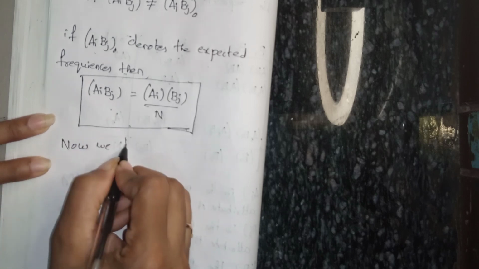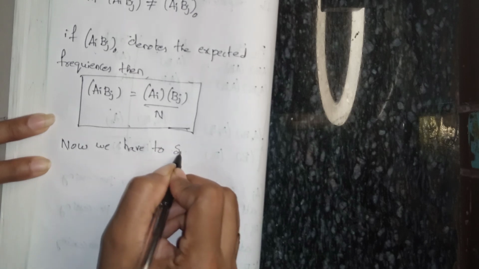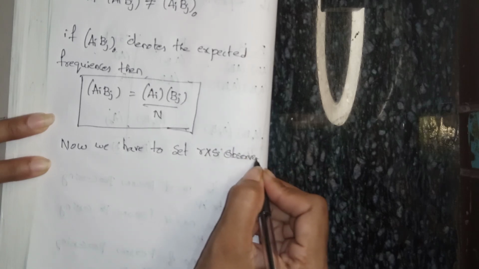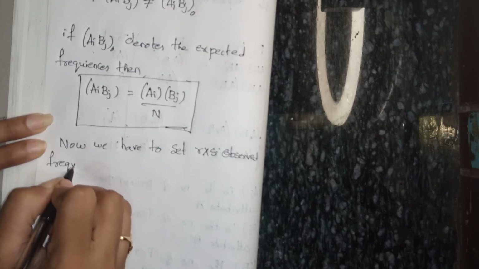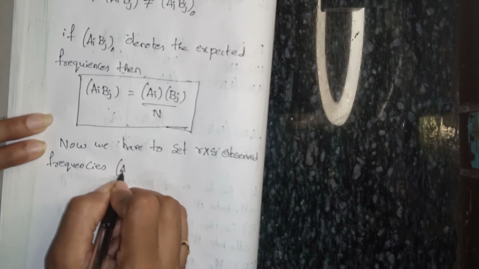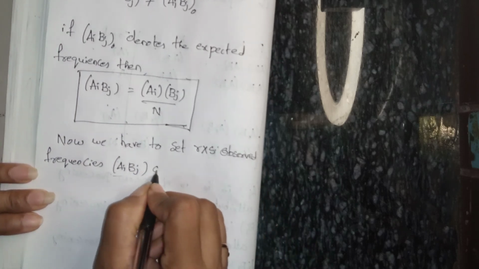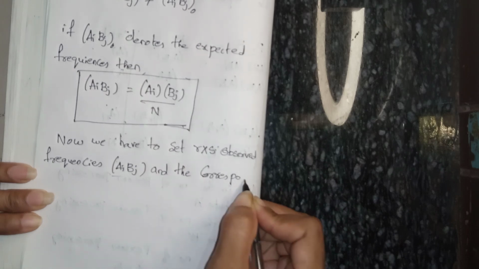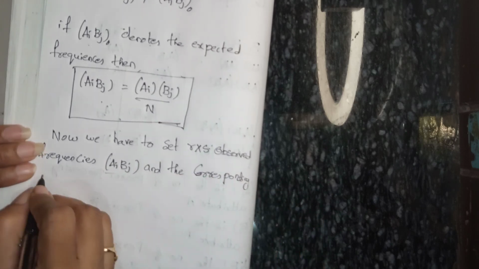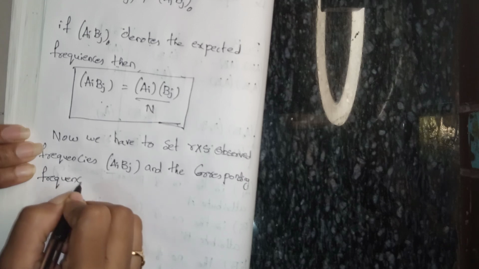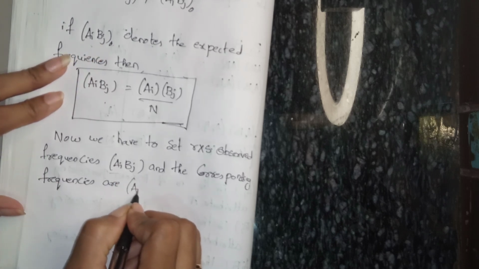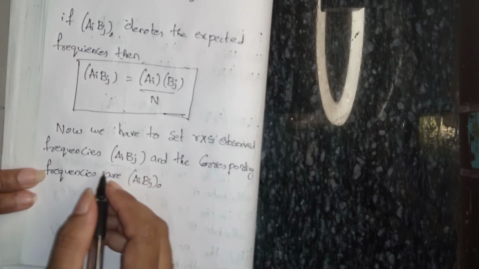Now we have to set the R cross S observed frequencies, that is AiBj, and the corresponding expected frequencies, which we have denoted here itself as AiBj naught.